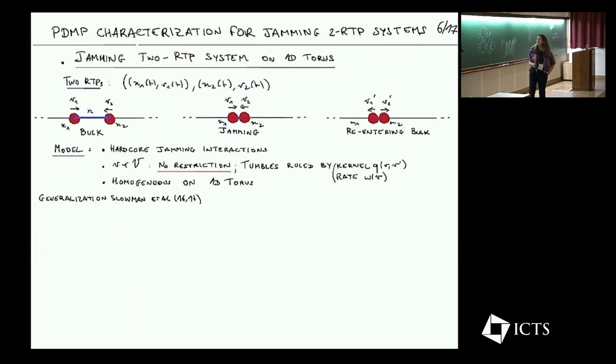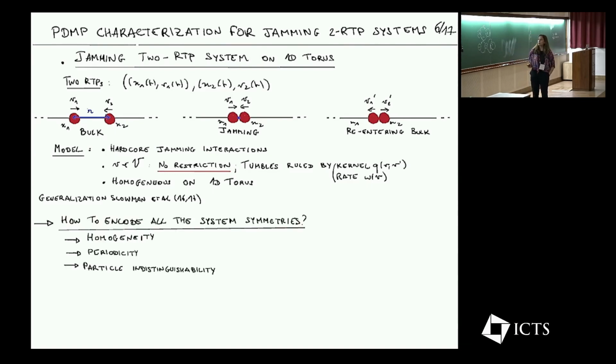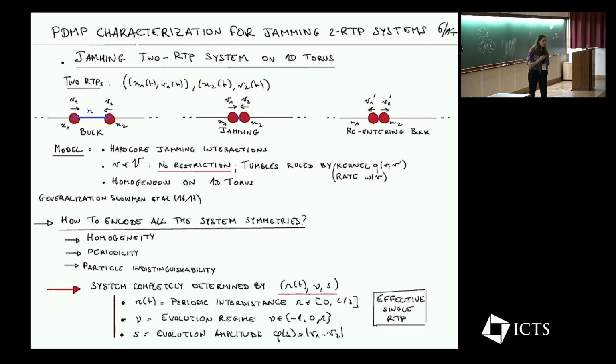So if we now look at these two RTP problems, we have the bulk dynamics, where the particles are free, and we have the jamming. When they jam, they will have internal tumbles until they are in a velocity state that allows a separation. And this velocity state that allows separation is when they re-enter the bulk. So here the question is how to encode other system symmetries. And the answer here is quite simple.